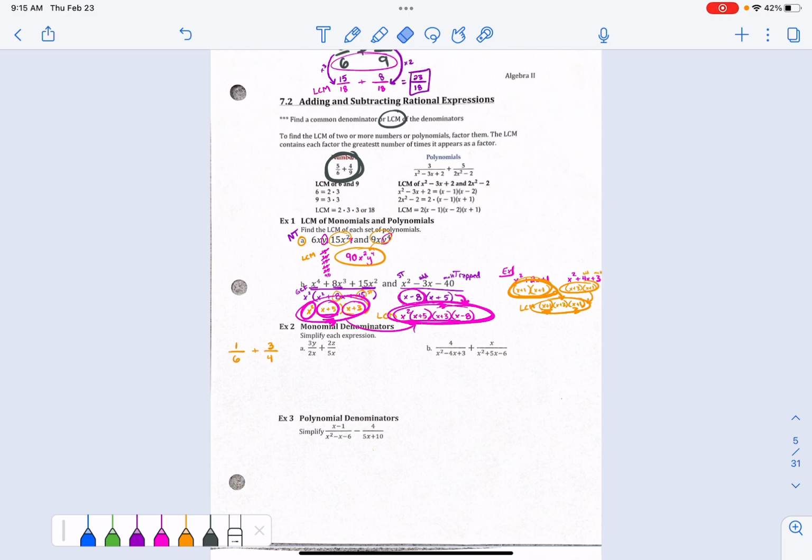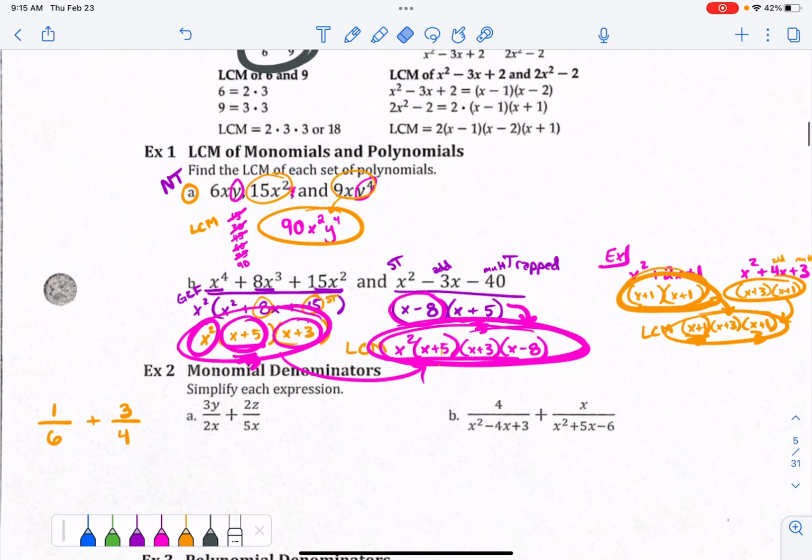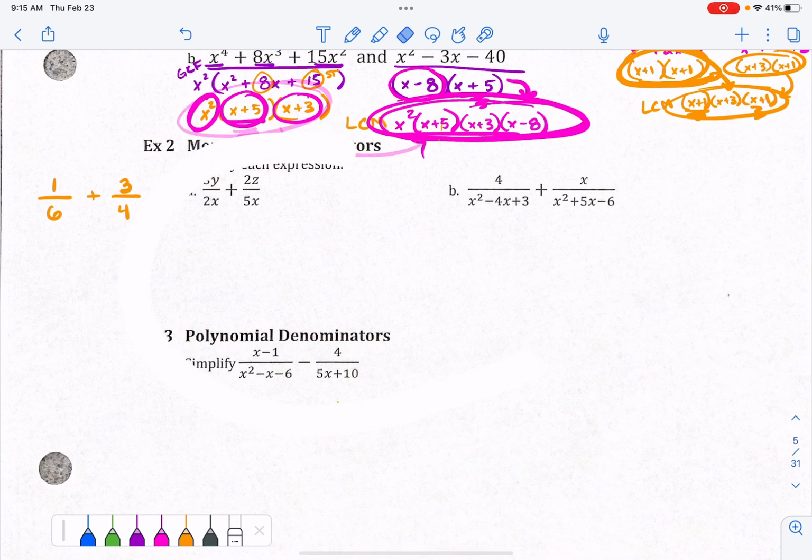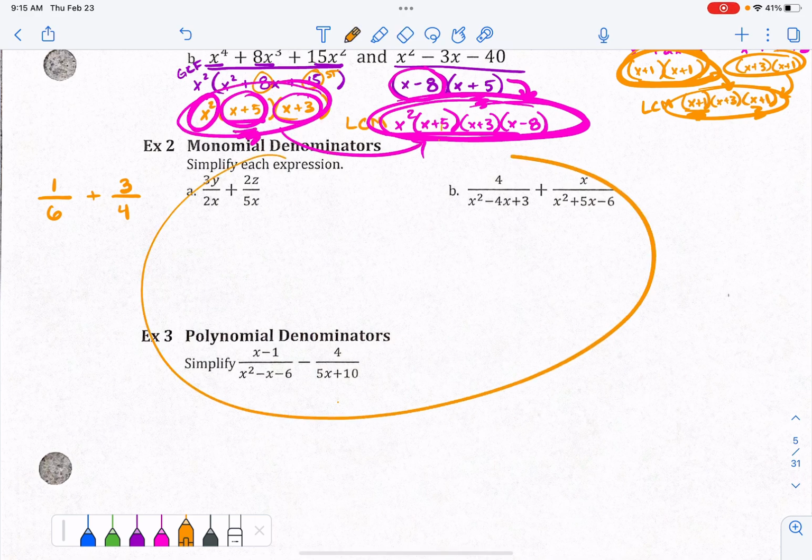So yesterday we did least common multiples and finding the common denominator for things that were trapped and things that were not trapped. Now we're going to actually be doing the additions. So we have 3 problems down here to go through.